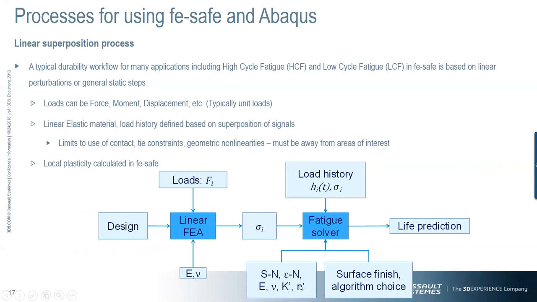Also, depending upon whether you want to use a strain life or stress life approach, you will need either an S-N curve or a strain life curve. In addition to the strain life curve for the strain life analysis, you will need Young's modulus, Poisson's ratio, and K prime and N prime, which are the cyclic material properties. Along with the material, you need the loading history, which can be any loading history you want to use, coming directly from your experiments. Based upon this, you can run the fatigue solver and predict the life.